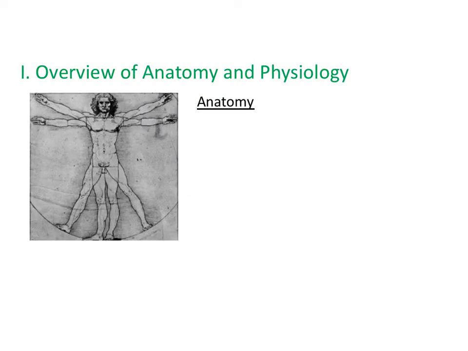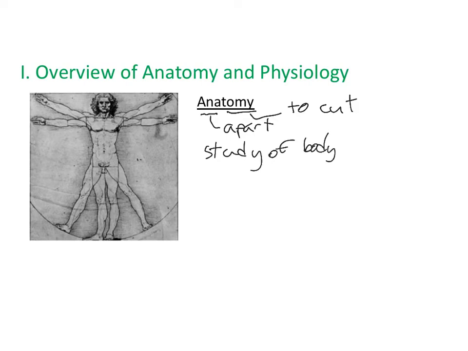So starting out, I would like to define anatomy. Anatomy is broken into two parts: ana and tomi. Ana means a part, and tomi is to cut. So basically, anatomy is the study of the structures of the body and their relationship to each other.